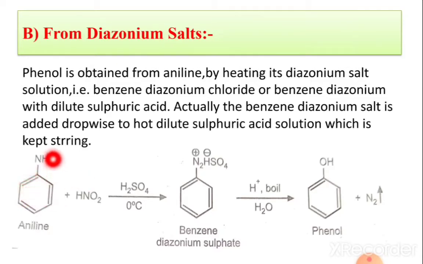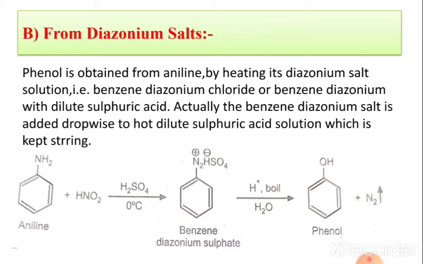That means benzene containing NH2. That means this is aniline plus HNO2, that means nitrous acid, in the presence of acidic condition H2SO4, at 0 degrees Celsius. And there is formation of benzene diazonium salt. This is benzene N triple bond N, that means the azo group. That means benzene diazonium. This is HSO4, that means the sulfate. Therefore, the name is benzene diazonium sulfate. It undergoes H plus, or boiling, or simply hydrolysis. We get OH here, and liberation of nitrogen gas. We get phenol. It means preparation of phenol from aniline.